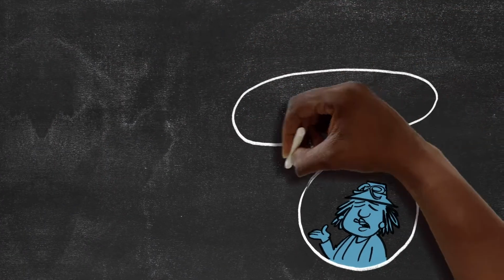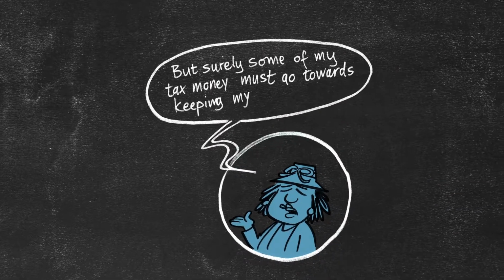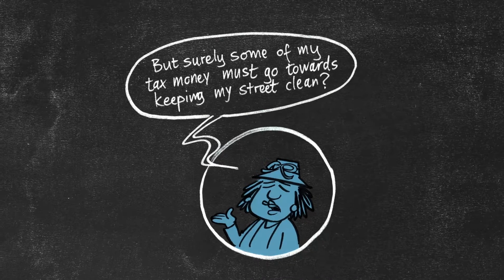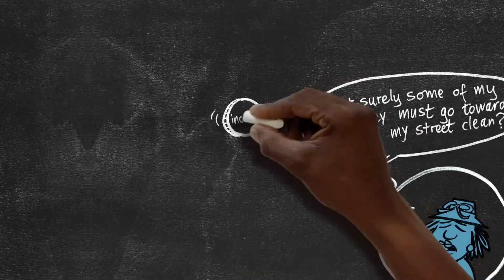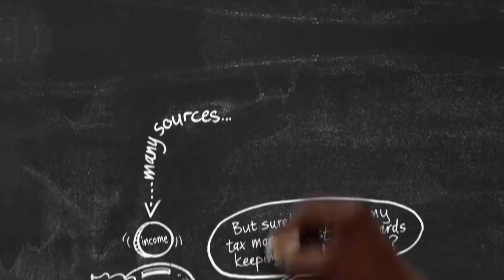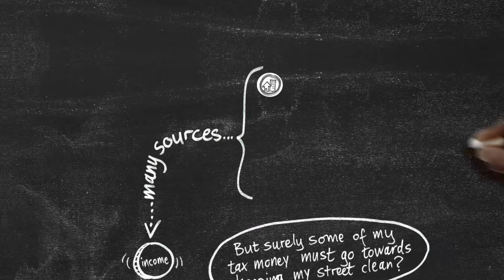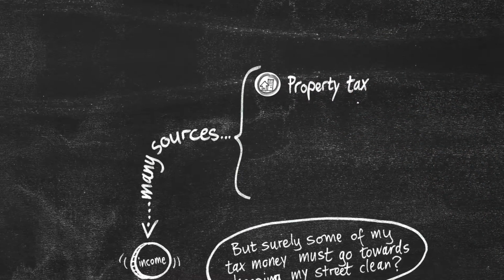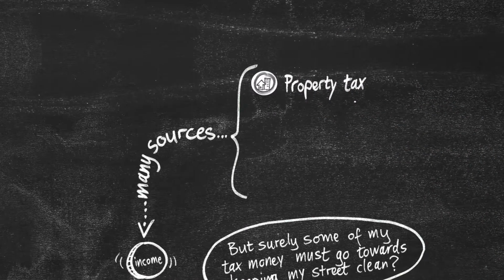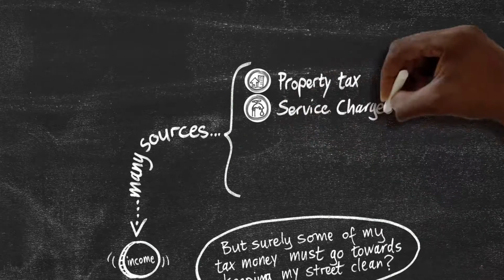His aunt couldn't understand where her property rates were going. She insisted that some of it must have gone towards rubbish collection. Luthando agreed and explained that municipal government gets its income from many sources. According to the Constitution, municipalities can charge property tax rates on residential and business properties. They can also charge for services like water and electricity.